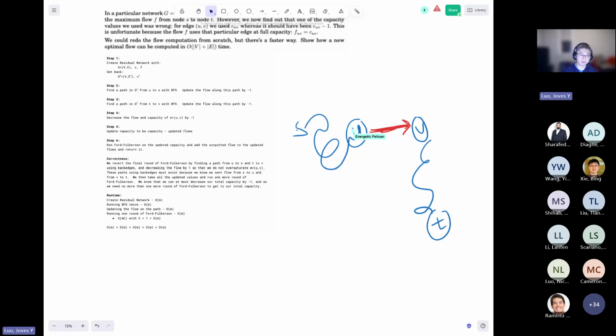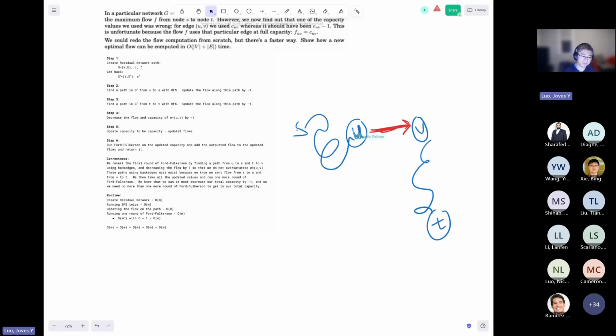And so the correct answer is that we revert the final round of Ford-Fulkerson by finding a path from U to S and T to V using back edges, decreasing the flow by 1 so that we do not oversaturate the edge that we are currently oversaturated. These paths using back edges must exist because we know we sent flow from S to U and U to V and V to T, right? Because we know that U to V is saturated, there must have been some flow from S to U. And because U to V is saturated, there must have been some flow from V to T. And therefore, we know that there's a previous path that can exist.